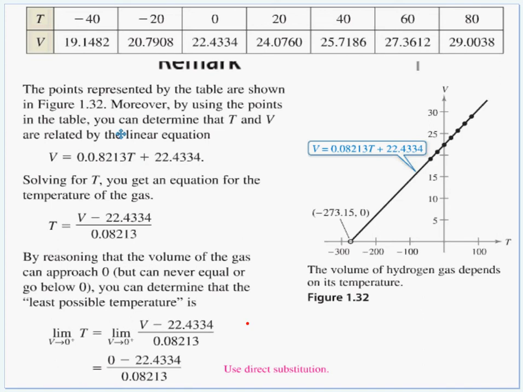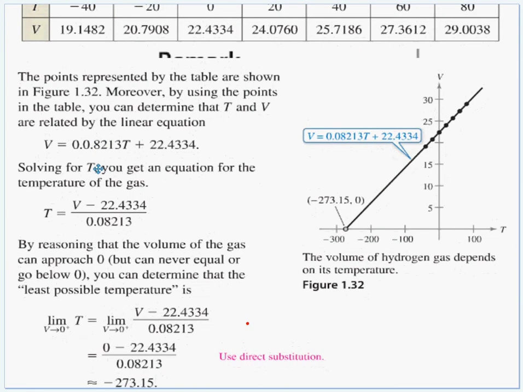Moreover, by using the points in the table, we can determine that the temperature and the volume are related by this linear equation. Somebody crunched the numbers and figured out the slope of that line: V = 0.08213 t + 22.4334. Solving for t, we get an equation in terms of the volume of the gas. The temperature is equal to the volume minus this, all divided by that decimal.